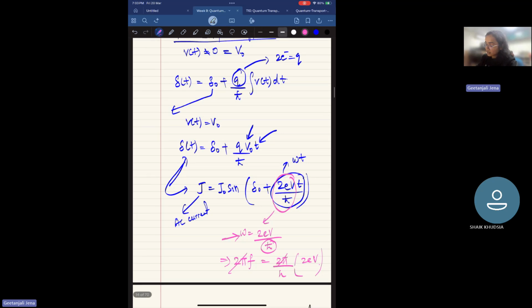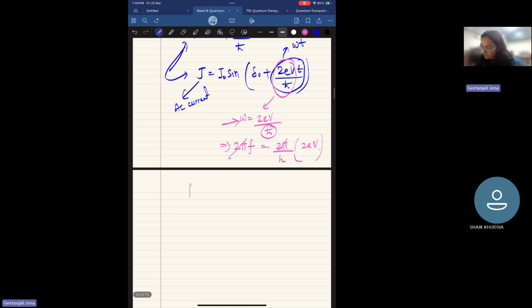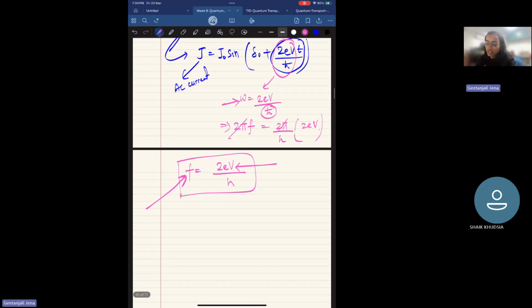2 pi will cancel. So that means we can calculate the frequency as 2e v by h. So if you are given a voltage, you can calculate the frequency of the source that will be radiated out. So this effect is basically used to design an antenna which can radiate. So you can see here 2e by h.